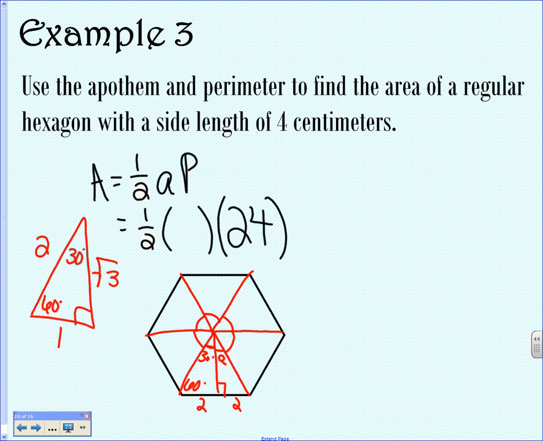Okay. So what ratio would I set up? 2 over 1 equals a over square root of 3. So what is your apothem equal? Okay, good. Now what?